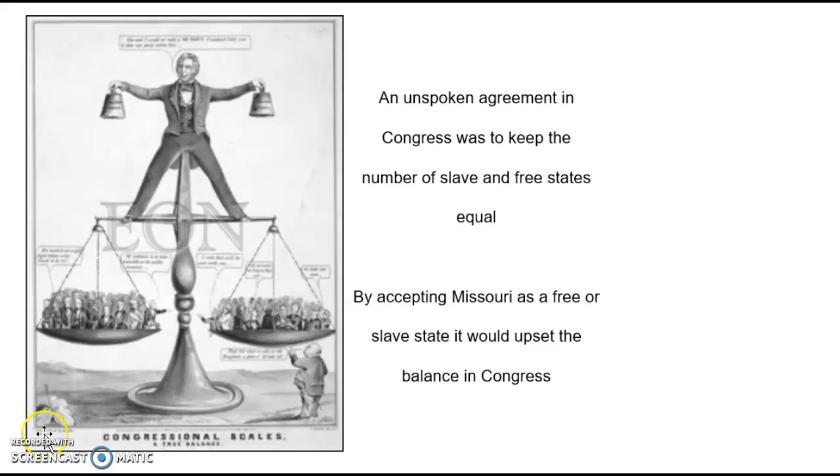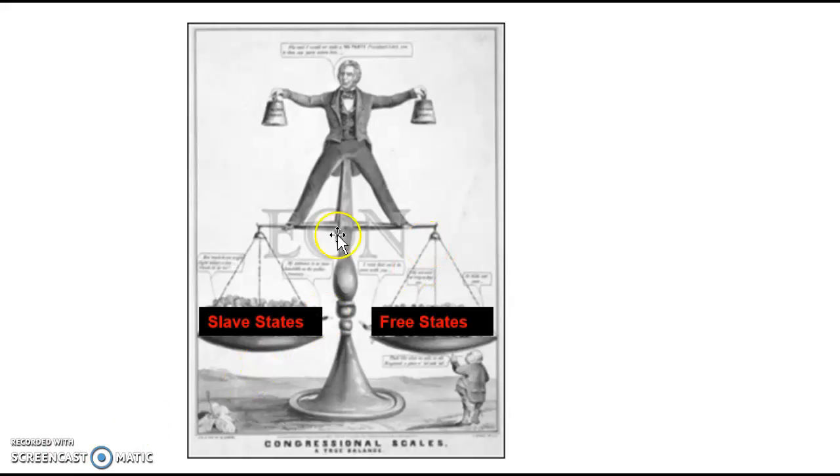But the problem going on behind the scenes is that an unspoken agreement in Congress was to keep the number of slave and free states equal. So here we have a political cartoon. What I like about this cartoon is you see a scale and it's showing you how Congress is equally represented. So this is how this scale can look to help some of you guys visualize it. They want to have an equal number of slave states and free states.